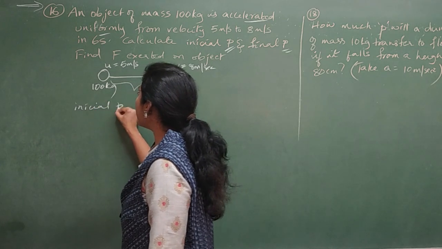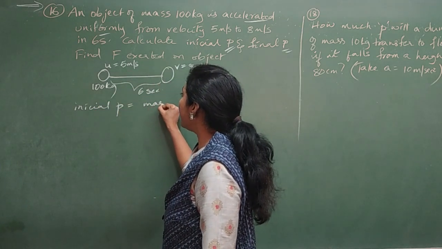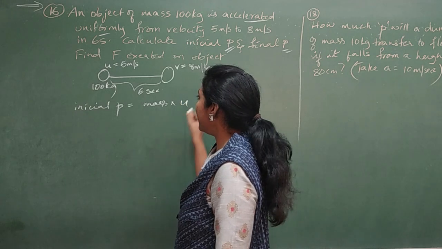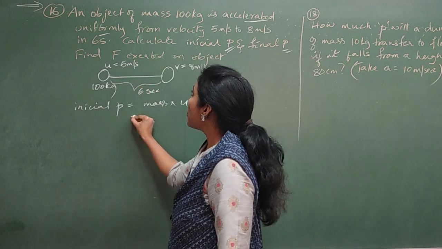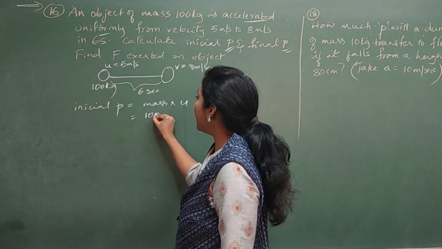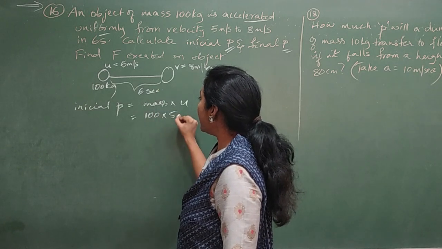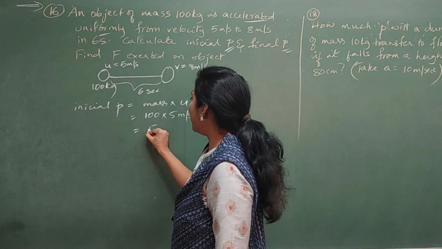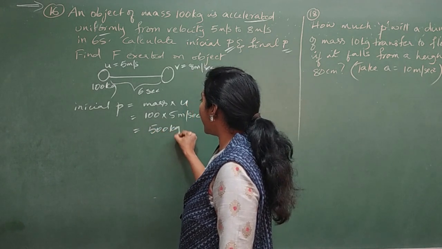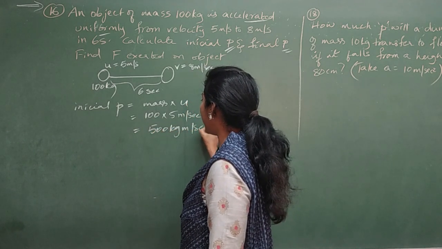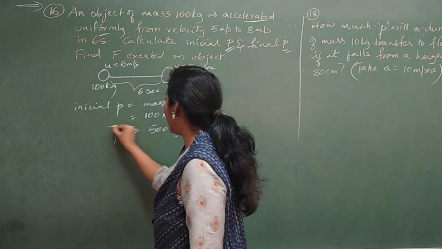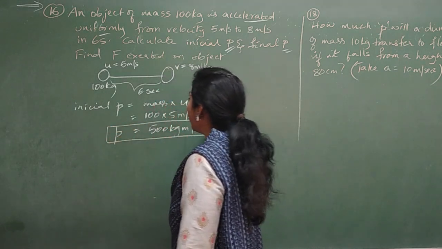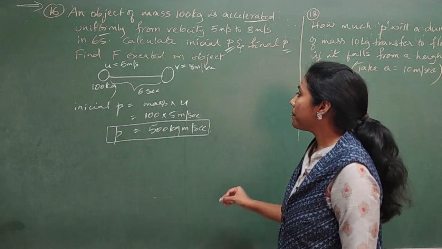Initial momentum is equal to mass into initial velocity, right? Initial velocity, that is u. So what is the mass here? 100 into initial velocity is 5 meter per second. So what is initial momentum? It is 500 kg meter per second. Units are very, very important, guys. So this is initial momentum that we found.